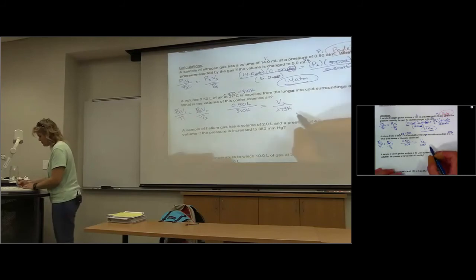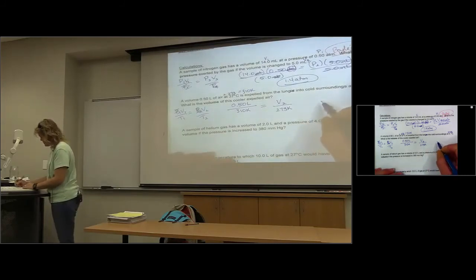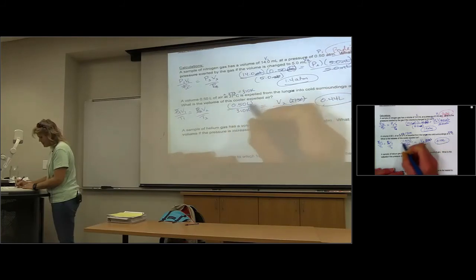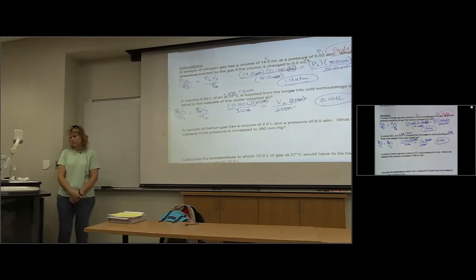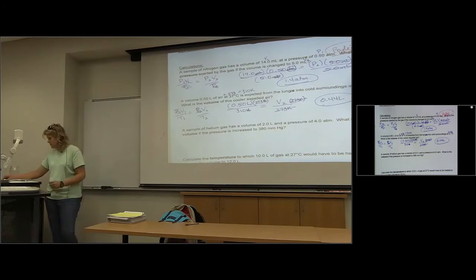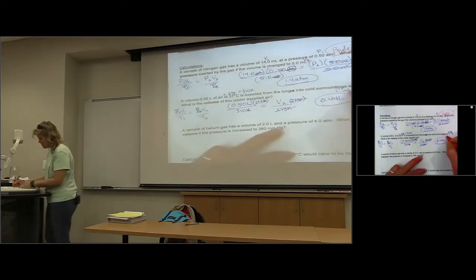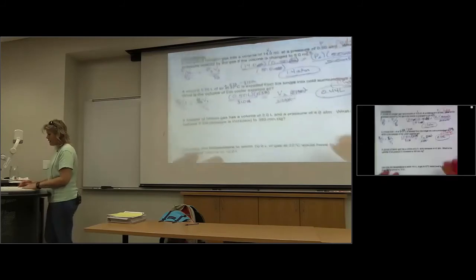What do you get? 0.44 liters. That's correct. Mathematically, multiply both sides by 273 K. And you'll see your Kelvin canceled out. And there's your 0.44 liters. Talk to me. Make sense or not? Whose law is this? This is Charles' law. All right, I want you to do the next one.